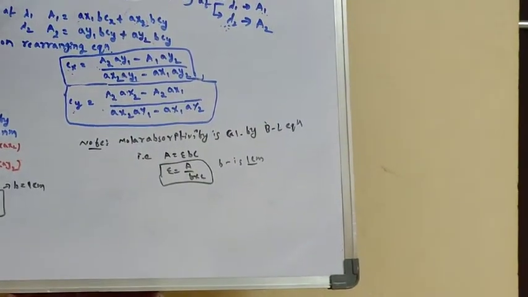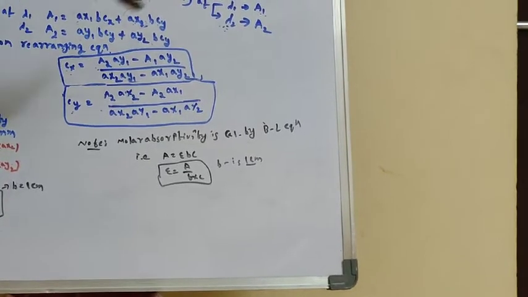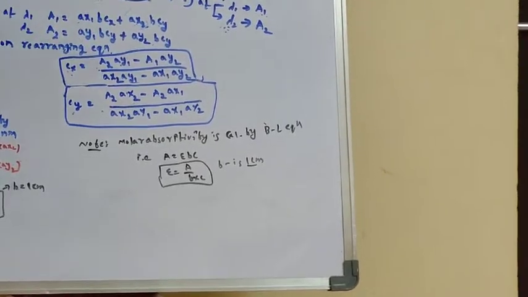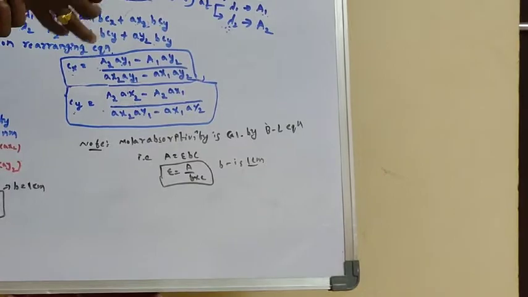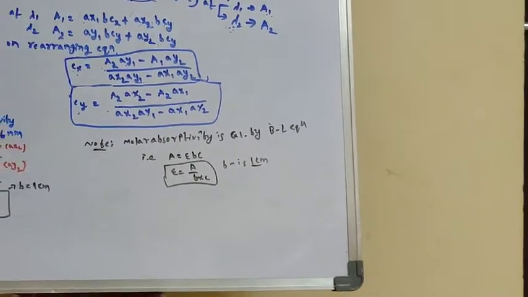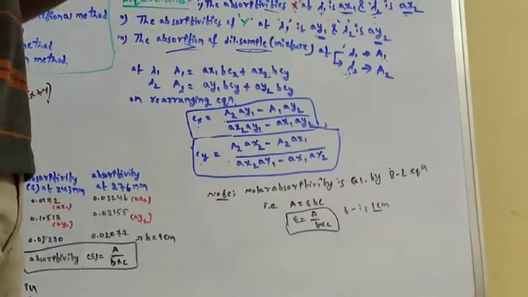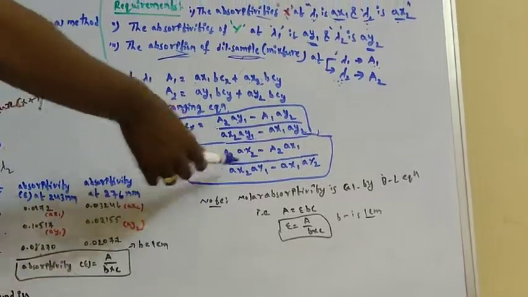Absorbance as well as absorptivity. Absorbance is shown directly in the graph if you scan any compound in UV visible spectroscopy. Absorptivity we need to calculate by using some values. I will tell you the formula.